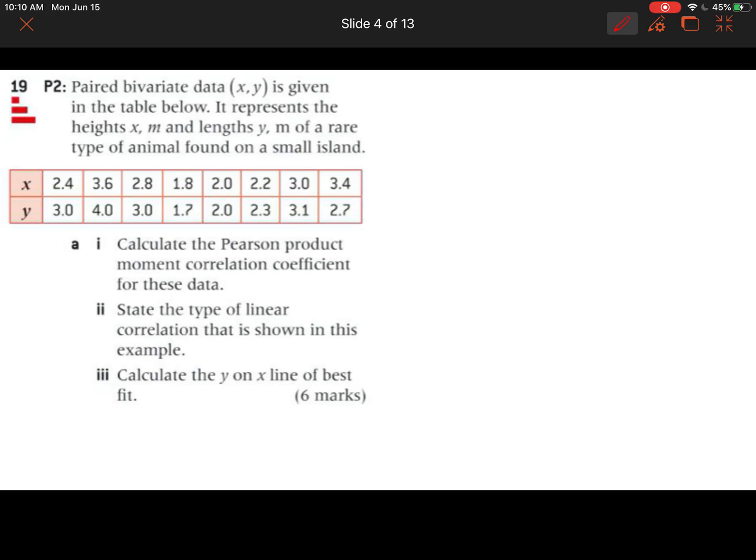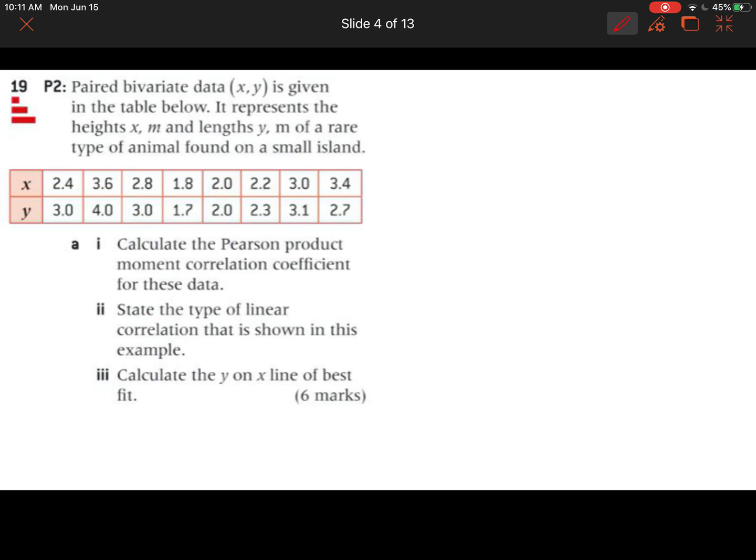Moving on, paired bivariate data xy is given in the table below. It represents the height x meters and lengths y. Okay, so calculate the Pearson product moment correlation coefficient for these data. Again, this is just a calculator problem. So if you're using Desmos, you got to enter the table. If you're using a TI-84, you use the table feature in there.